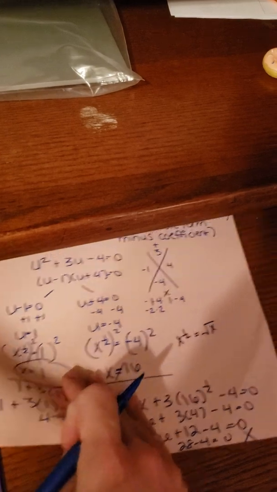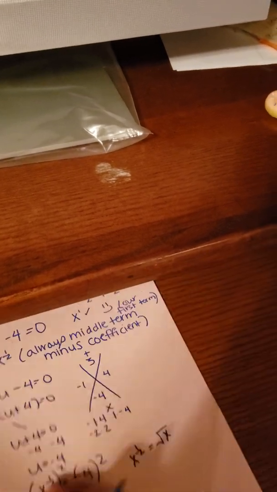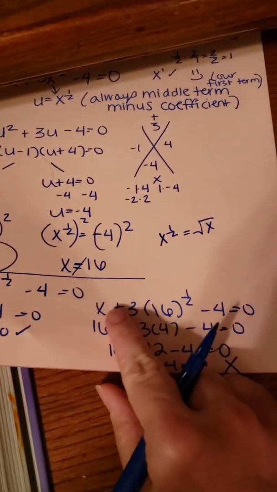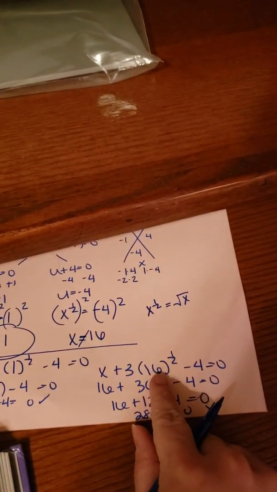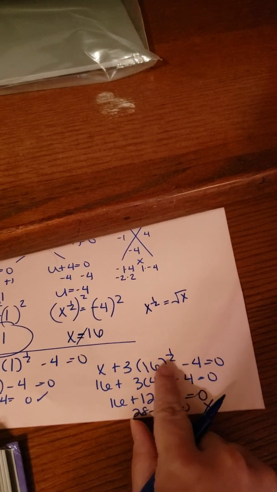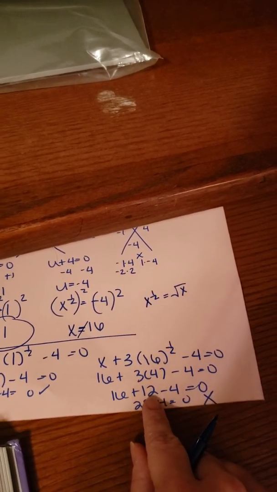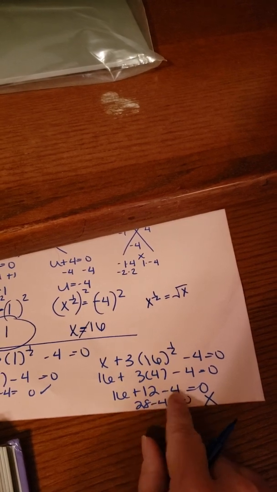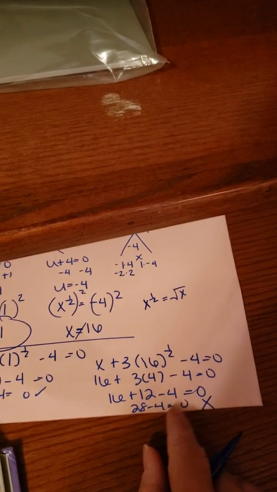When I did the 16 in place of x, the equation, remember, was x plus 3x to the 1/2 minus 4. So x is 16. x to the 1/2 is 16 to the 1/2. The square root of 16 is where I get the 4. So 3 times 4 is 12. So 16 plus 12 minus 4. 16 plus 12 is 28. 28 minus 4 is not 0. So this one didn't work.